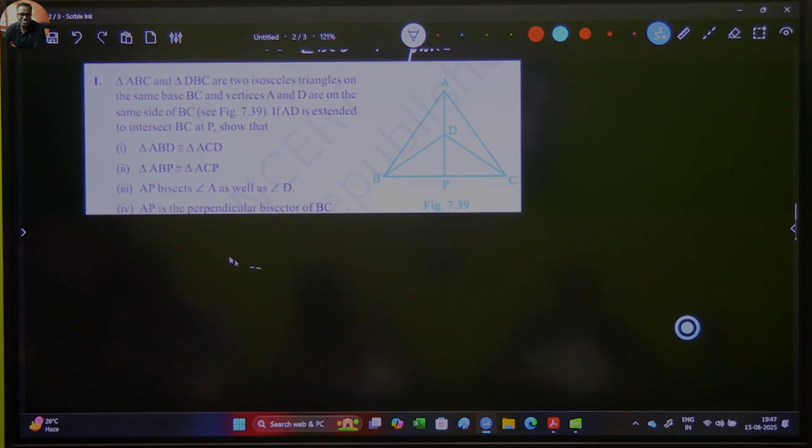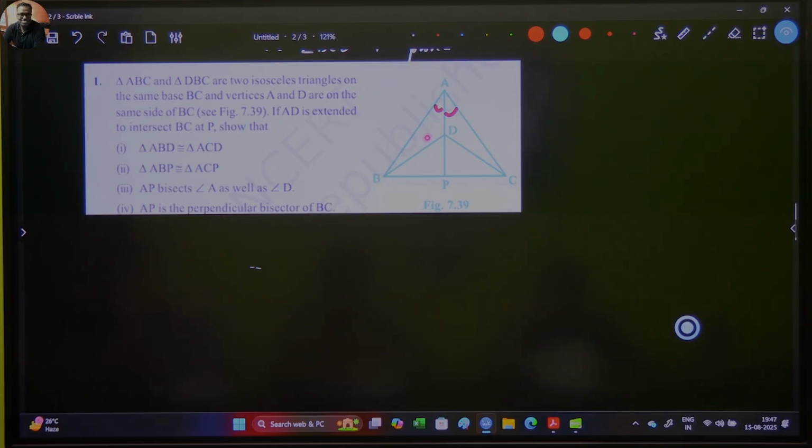Now the third one is done. AP bisects angle A as well as angle D. Okay. Have you found out, children, since the triangles have been found congruent? Look at me. We have already proved this angle is equal to this angle by the first triangle congruence. Agreed? Yes.